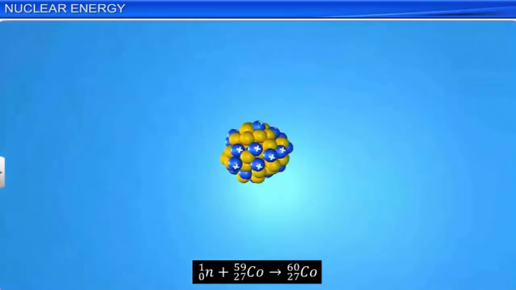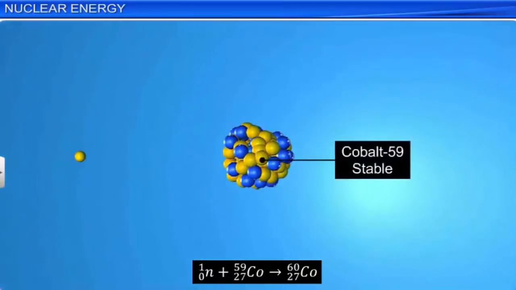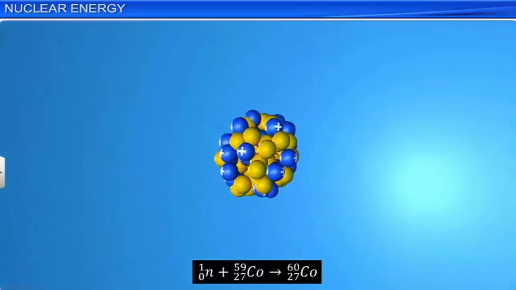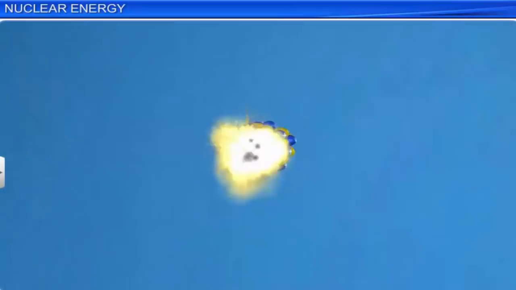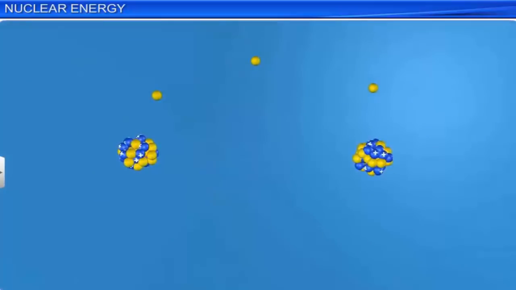For example, when cobalt-59 is bombarded with neutrons, it captures a neutron and transforms to cobalt-60, which is radioactive in nature. But when a uranium target is bombarded with a neutron, it splits into two almost equal fragments, accompanied by the release of a large amount of energy. This nuclear process is called nuclear fission. Let us look at an example of nuclear fission.